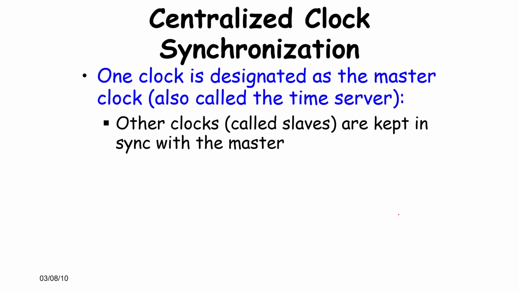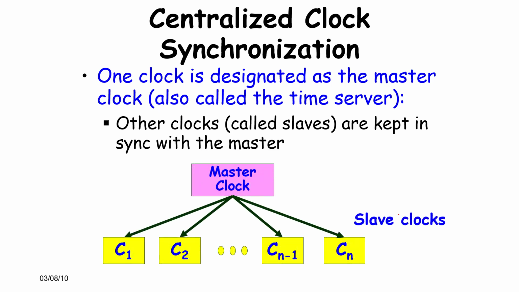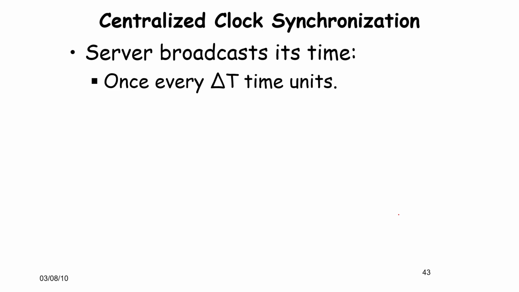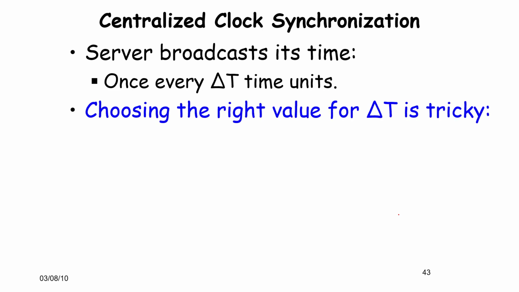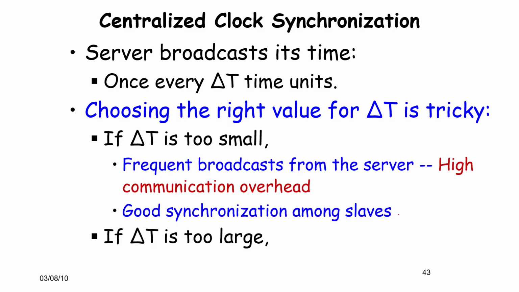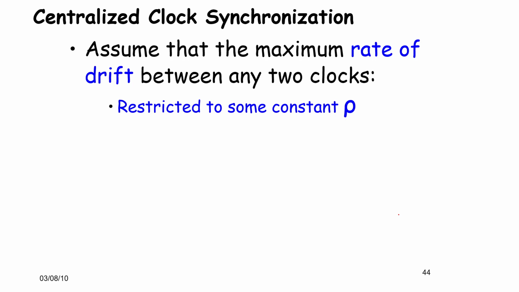So centralized clock synchronization is the basic NTP, network time protocol idea, where a master clock just broadcasts the time to the slaves and then they set the time to be their time. This is centralized clock synchronization, which is quite simple. The server broadcasts its time once every delta t time units. Choosing the right value, of course, is tricky in the sense that if it is too small, there will be too many messages. And if it is too large, then of course, you will accumulate more clock drift. So this will start causing problems.